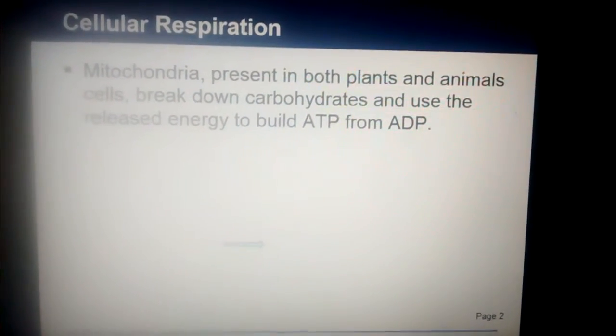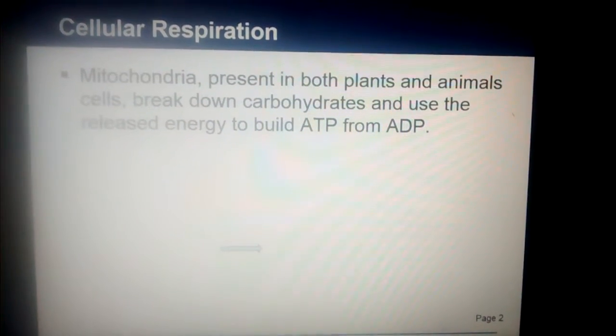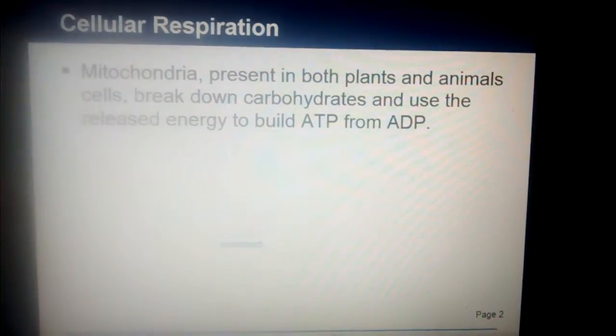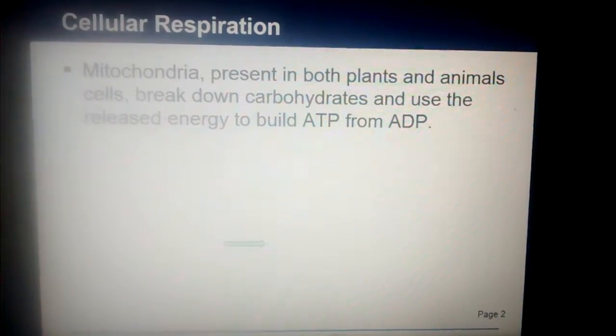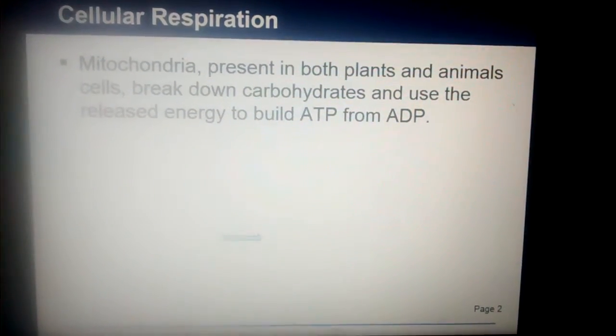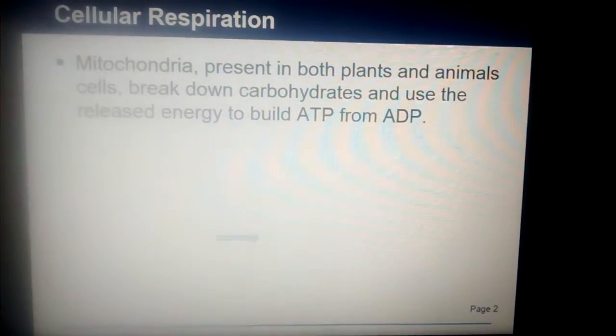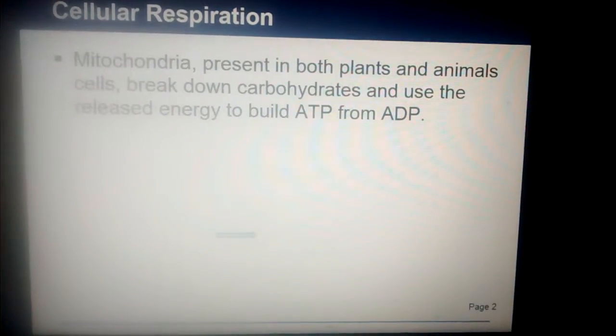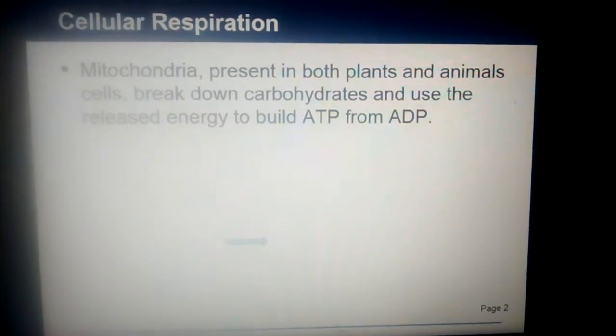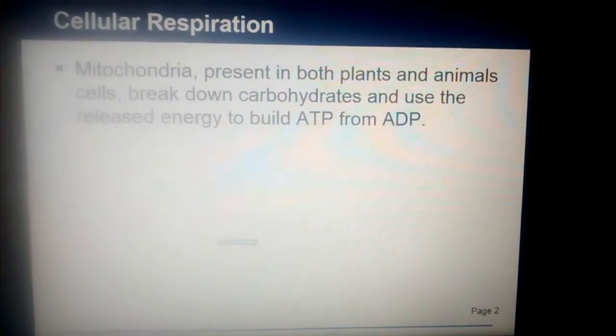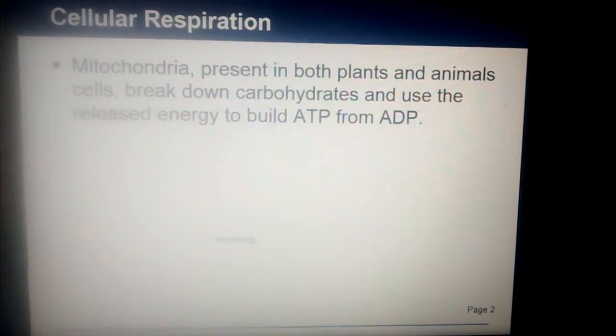And what is the task of cellular respiration? Cellular respiration has the task to produce ATP, which is the molecule of energy of a cell. The cell uses this molecule every time it has to perform or execute a biological process that requires energy.